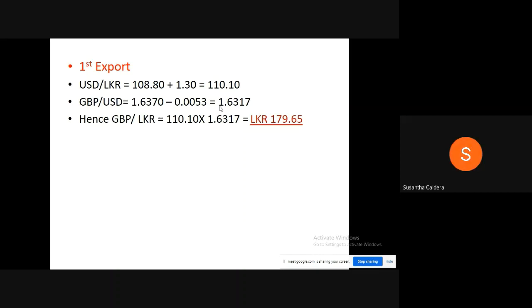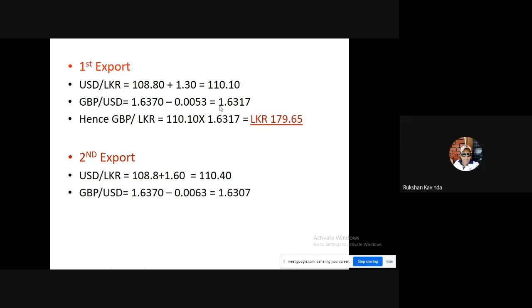The second export. Dollar LKR: 110.4. 110.4. Very good. GBP dollars: 1.6307. 1.6307. Correct. Right. Okay. Then this is correct, huh? Yes, sir.